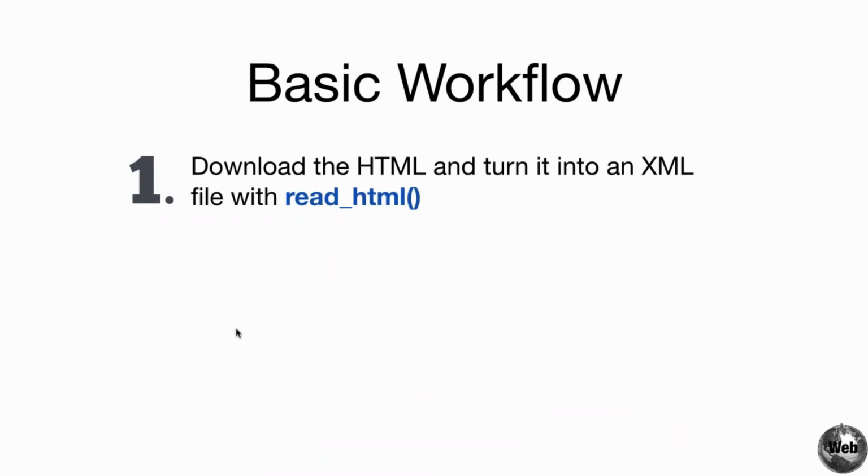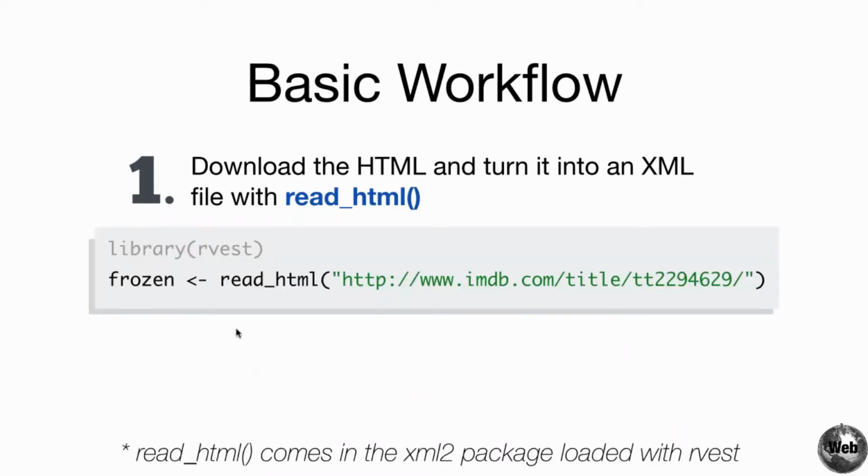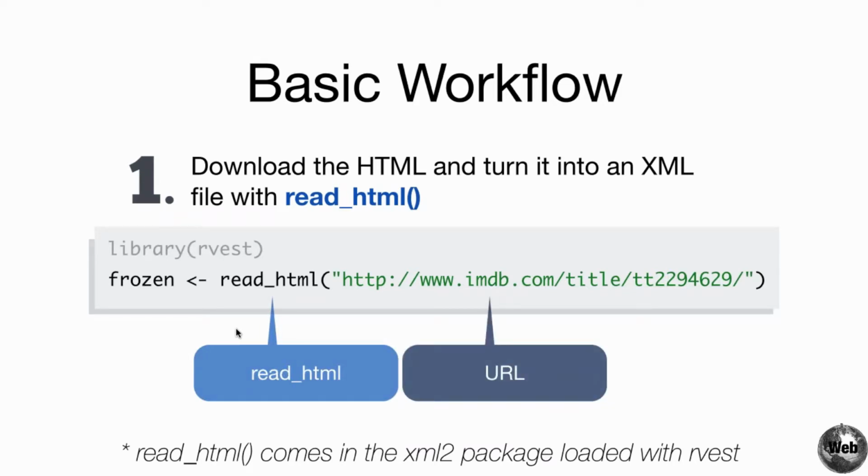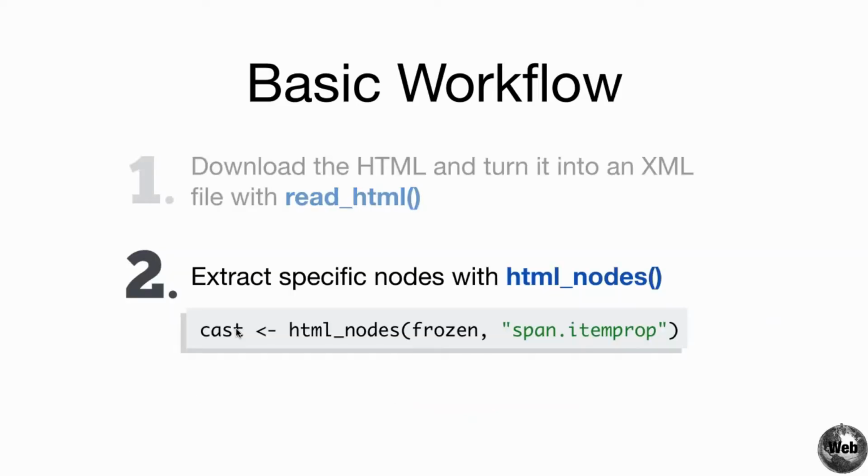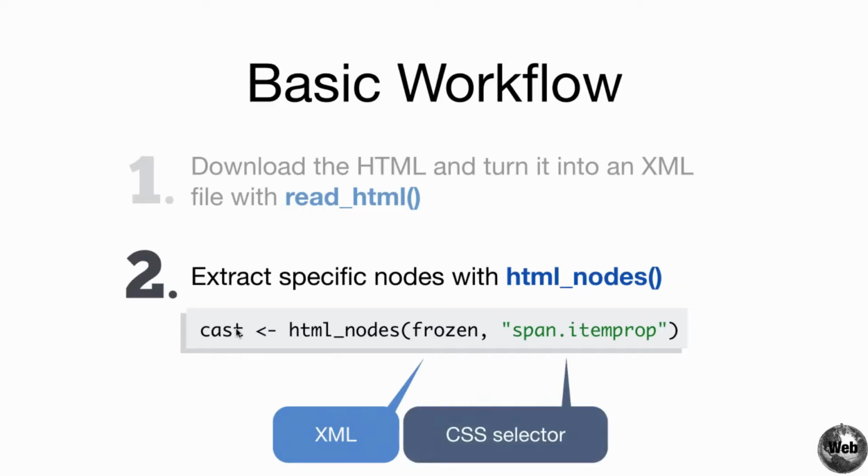All right, so just to review, we download HTML with read_html. The function read_html just takes the URL of the web page you want to download. If you're connected to the internet and this is a valid URL, R will go fetch the HTML for that web page. Next, we extracted specific nodes with html_nodes. You give html_nodes the name of the object you saved the downloaded website to, and then a CSS selector that helps it select specific nodes from that web page.